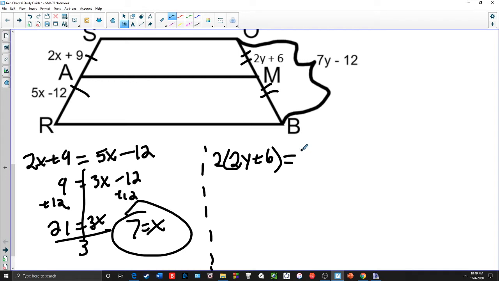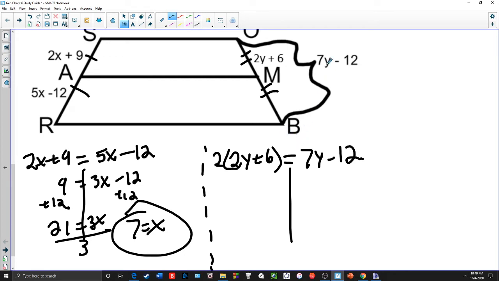You're going to set that equal to the large piece of 7y minus 12. So in that case, again, we take our small piece and we double it, because we have two of them, to equal our large piece. So it's not exactly the same as this problem, but really similar.